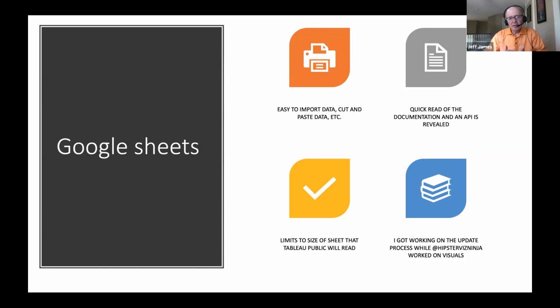I read through the documentation on Google Sheets. There's an API, so it was time to get working. I started building the data pipeline while Hipster Viz Ninja got going on things. That's Sean Miller, one of the guys who works on my team. You can follow him on Twitter and see a lot of what he's doing. He's just an amazing guy when it comes to developing the visuals.